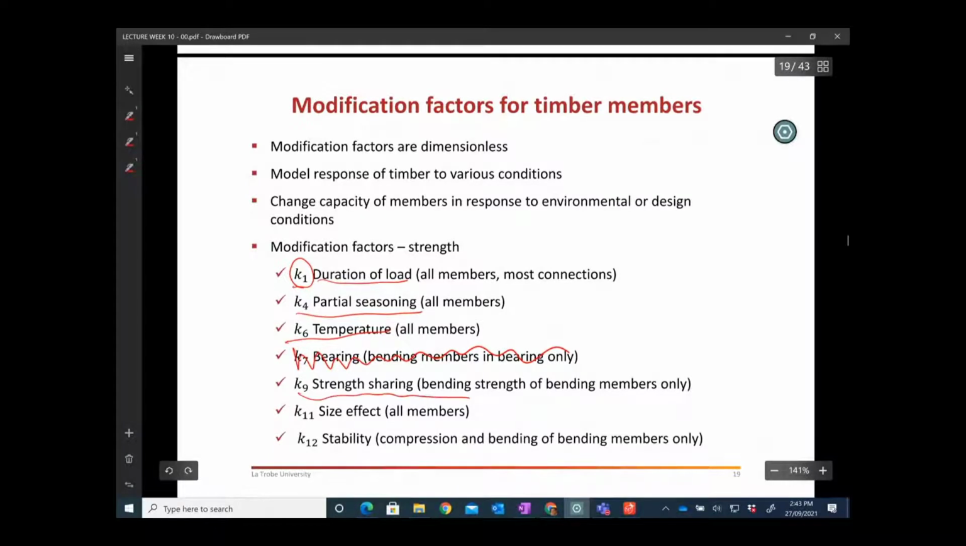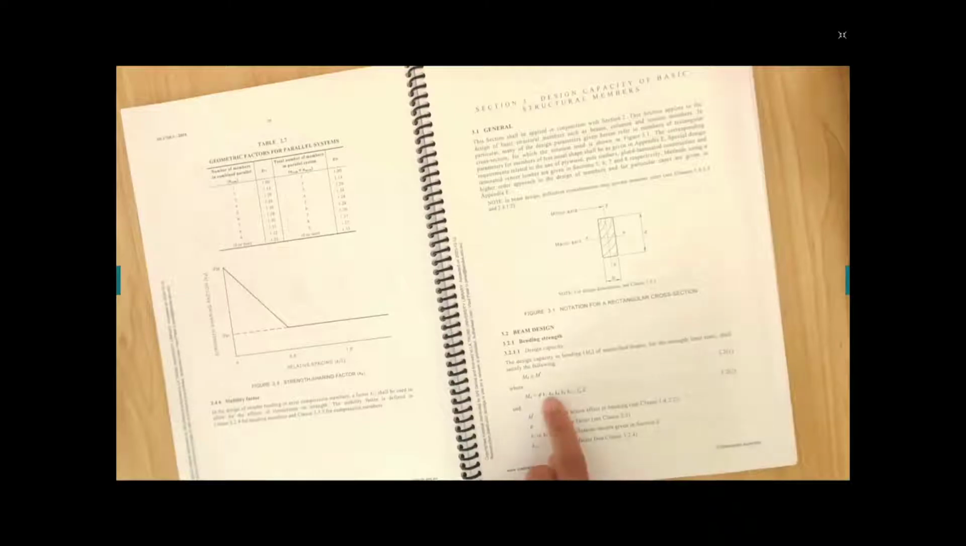K9, strength sharing factor, for bending strength in bending members only. K9 means that if you have a beam sitting next to another beam, when your load is applied, how many beams are going to carry that load. Is the load going to be shared between two timber beams, between 3 timber beams, or between 10 timber beams? Based on that situation, you have K9. K11, size effect, no, we don't have size, sorry. K11 is gone. There is no K11: K1, K4, K6, K9.